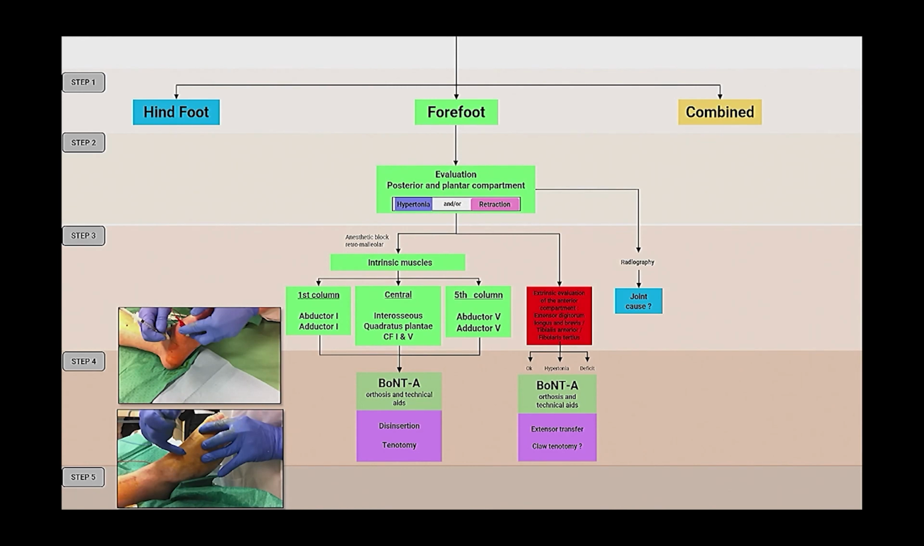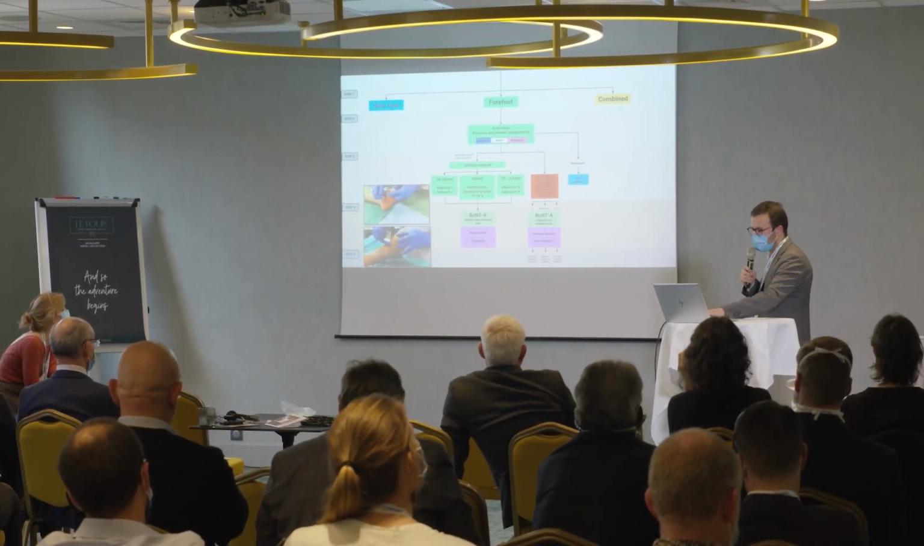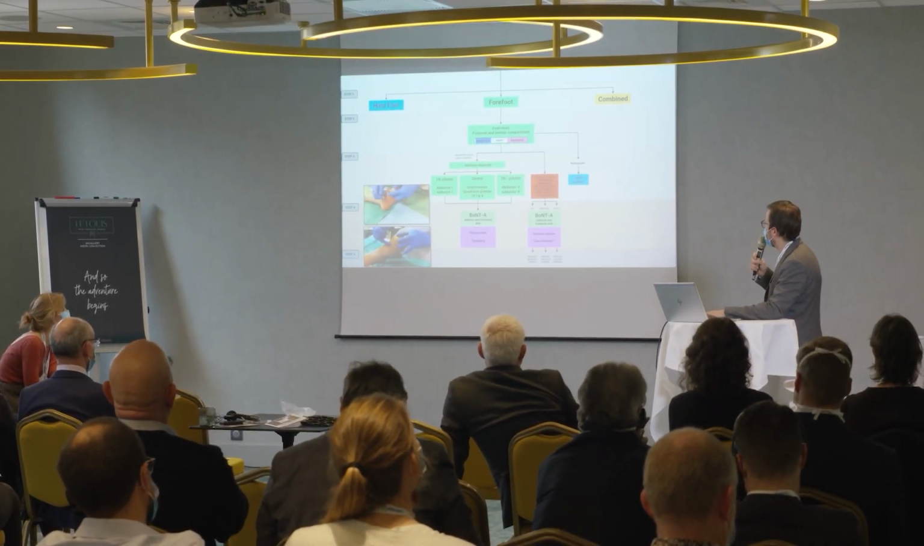In the intrinsic evaluation, you have three cases: normal, hypertonia, and deficit. And you can use botulinum toxin, orthosis and technical aids, or an extensor transfer or a tenotomy. It's in order to define the objective with the patients, the search for stability, and sometimes you have a talk in treatment and complement.